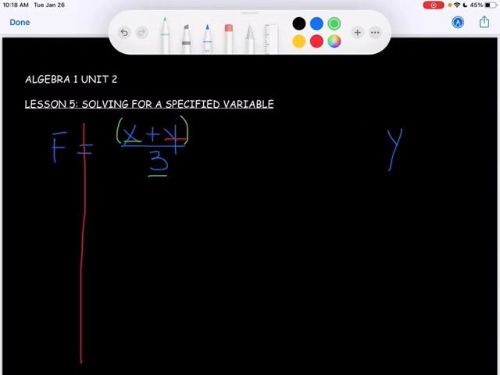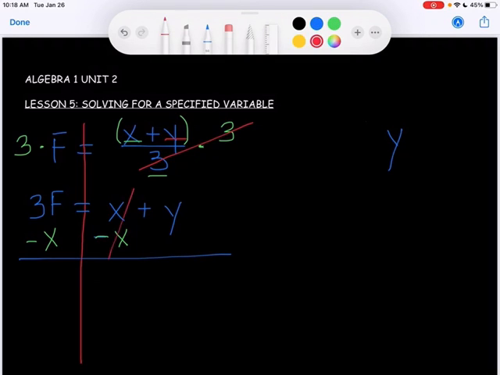Now I've got to get rid of that 3 first. Well, I'm dividing by 3, so the opposite would be to multiply by 3. And what you do to one side, you've got to do to the other. So that those cancel. Well, 3 times F is just 3F equals X plus Y. I can now take out a parentheses because the fraction's gone. And again, I want to get Y by itself, so I need to get rid of that X. It's a positive X, so I'm going to subtract it. What you do to one side, make sure you do to the other.